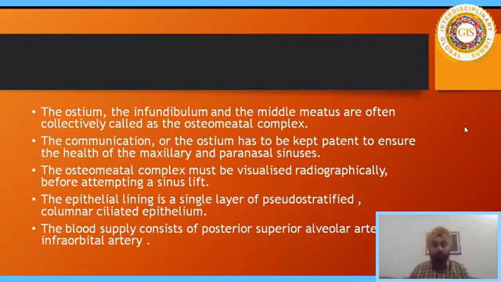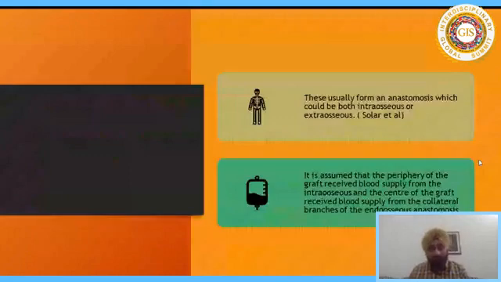these days before you attempt a sinus lift or any other procedure, GBR procedure, anything you do. You must have a CBCT before it. The epithelial lining is a single layer of pseudostratified columnar ciliated epithelium. The blood supply consists of the posterior superior alveolar artery and the infraorbital artery. These arteries are very important.